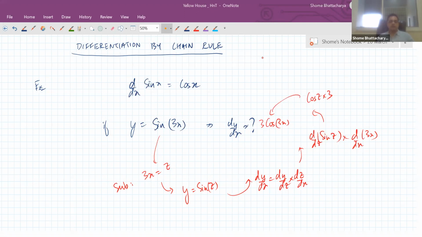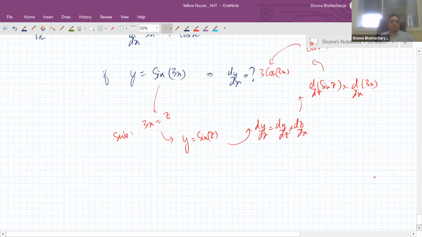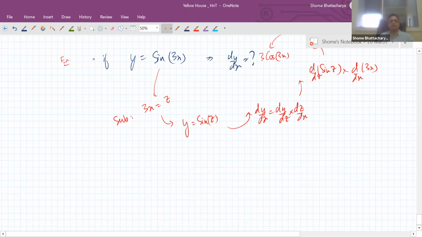No, we cannot do like that. We have to differentiate with respect to x, not with respect to 3x. So like that. Okay. So this example you have understood, Ansh. This example is clear.